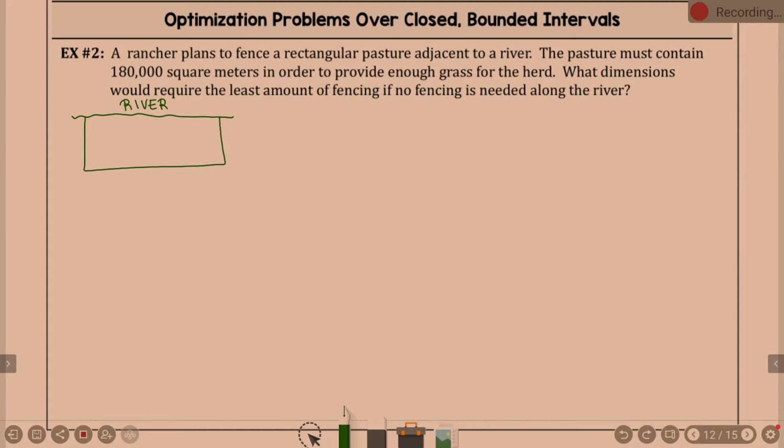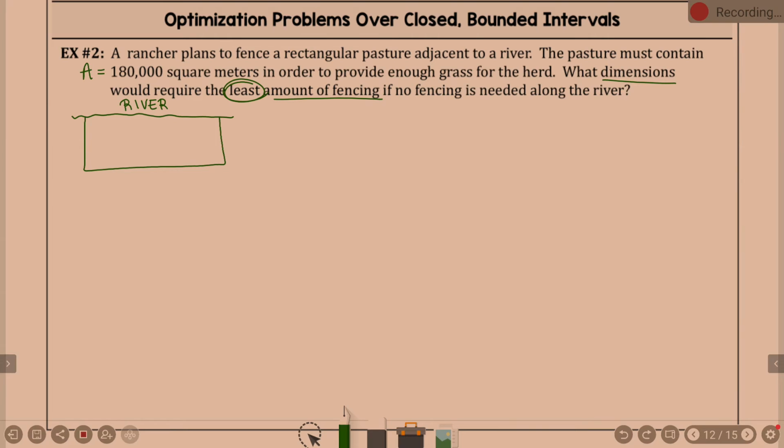Now, the pasture must contain 180,000 square meters. What is 180,000 square meters? That is area. Okay? What dimensions, so we're looking for a length and a width here, would require the least amount of fencing if no fencing is needed along the river? Okay, trying to get it all together.